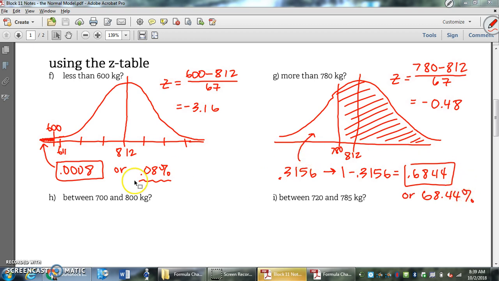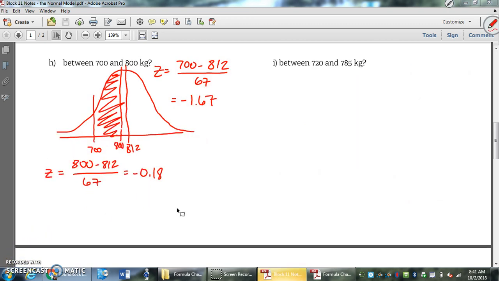So moving on, we're going to do one that is between. Alright, so I have part H set up. We're finding what proportion of walruses weigh between 700 and 800 kilograms. So I drew my picture, I shaded between 700 and 800, and then I went ahead and found 2 separate z-scores, one for 700 and one for 800. So now I'm going to go to my z-table and find two separate proportions.